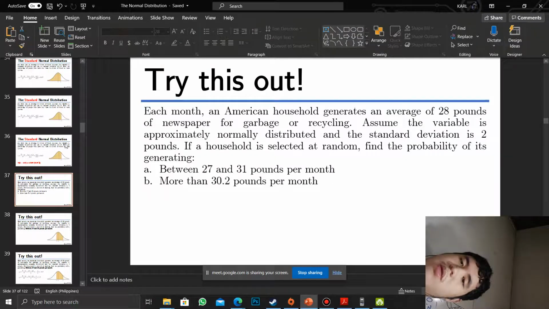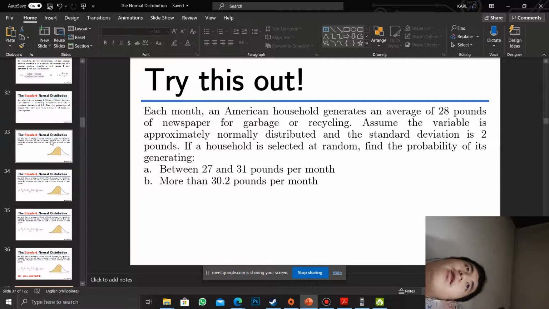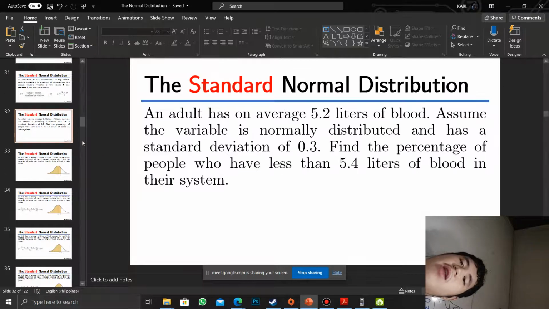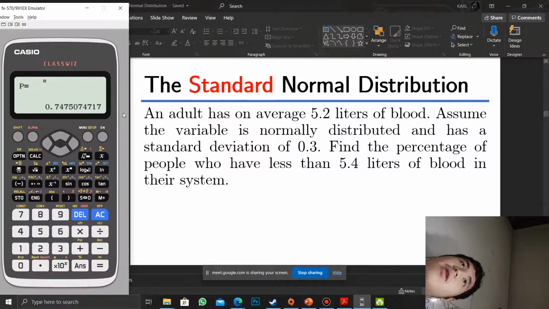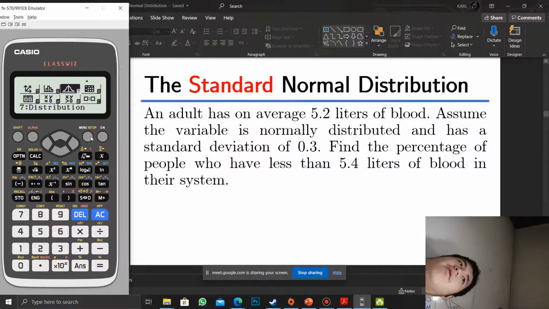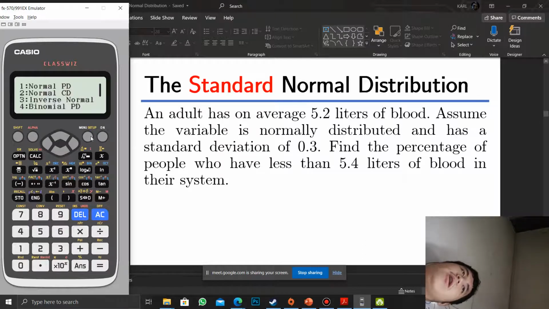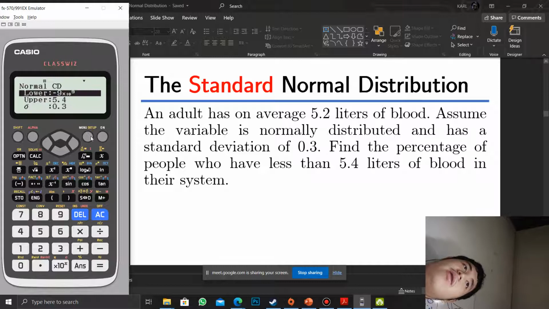Okay, paano ulit? Look, balik lang ako sandali. Look at this, Erin. Gusto ko kasi makuha nyo to before you move on, kasi we'll be using this for all of the lesson. Punta ka sa 7, normal CD. Pag ganito, given na sa'yo lahat. So, let's do it again.